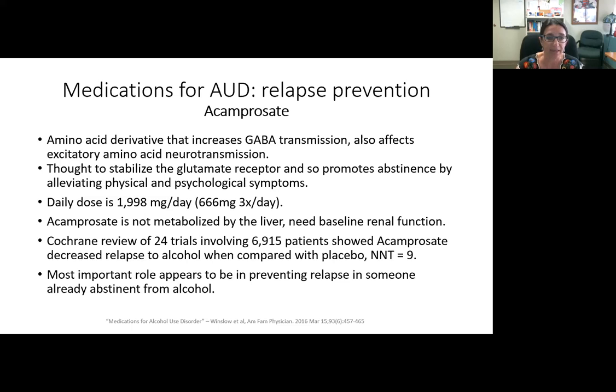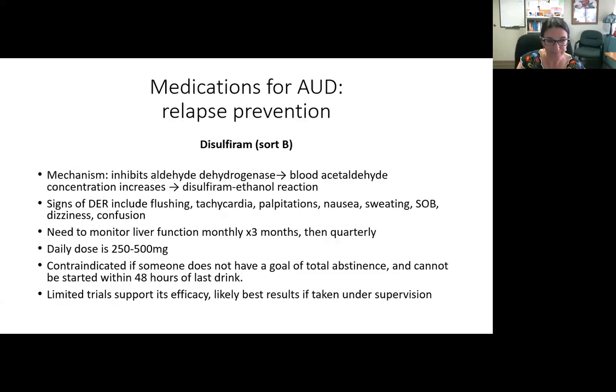A Cochrane review of 24 trials of nearly 7,000 patients showed that it decreased the relapse to alcohol when compared to placebo, with a number needed to treat of 9. It's not included on this slide, but it seems to be most effective when started once someone's been off of alcohol for at least a couple of weeks. Its most important role appears to be in preventing relapse in someone. Well, there it is on that slide. I guess I just didn't break down the amount of time in someone who's already abstinent from alcohol.